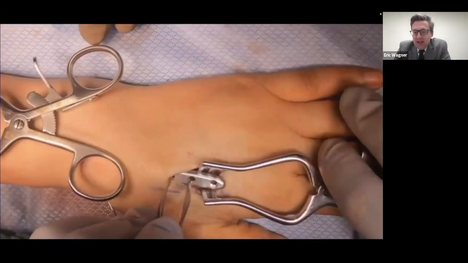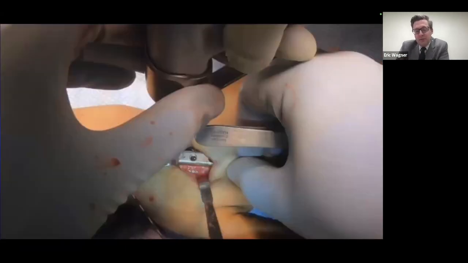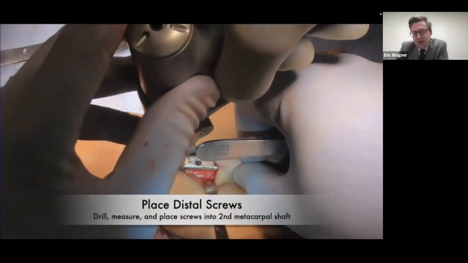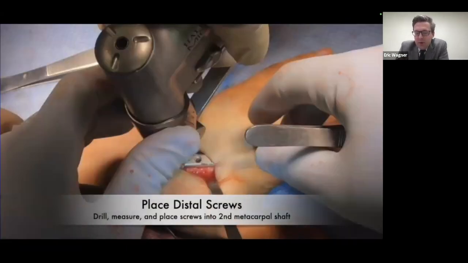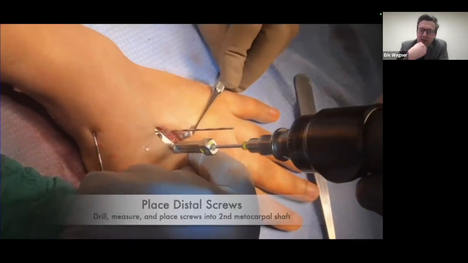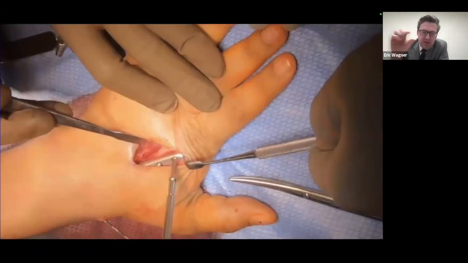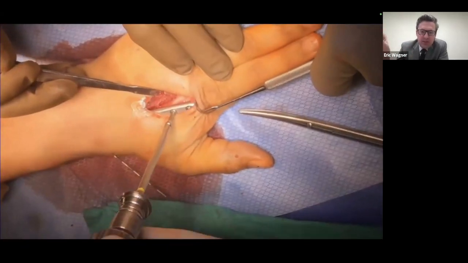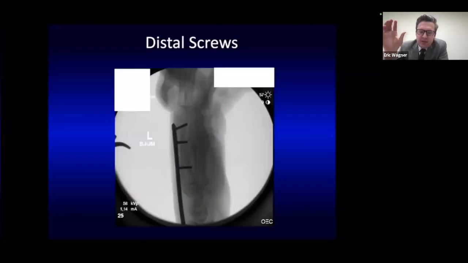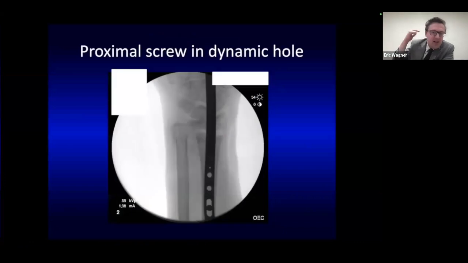And then I like to fix it to the second metacarpal first, get some x-rays, make sure it's nice and centered. And then I will fix it in place to the radial shaft. The nice thing about bridge plates, if you fix it distally first, to the second metacarpal, you can then get a sense for how much you need to distract, and make sure you don't over distract. And that's an important aspect of this.